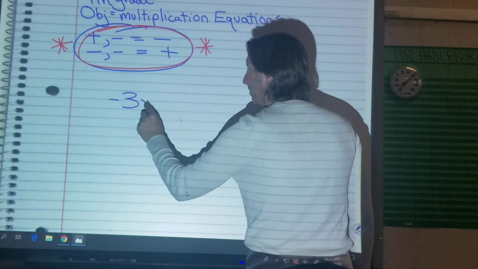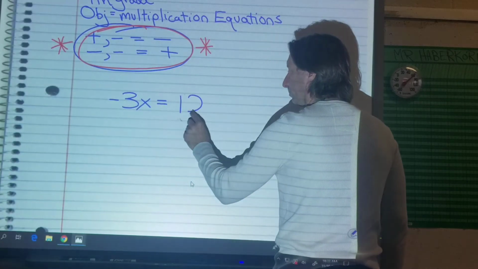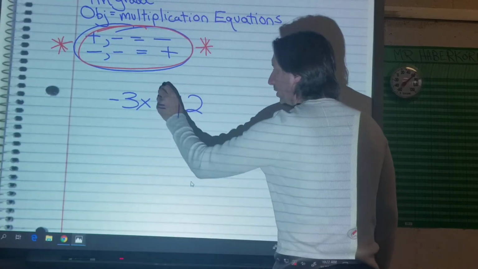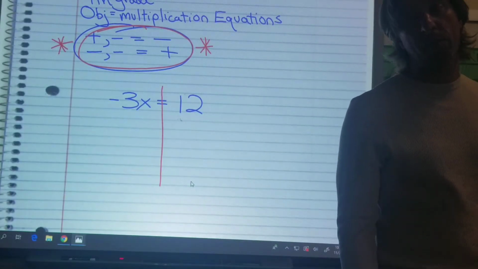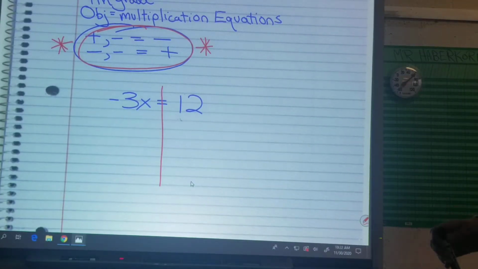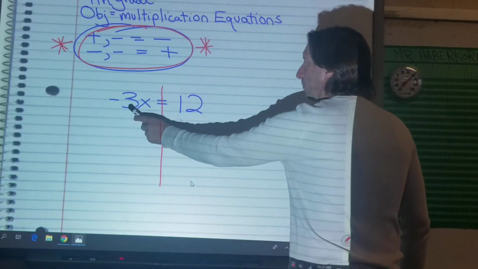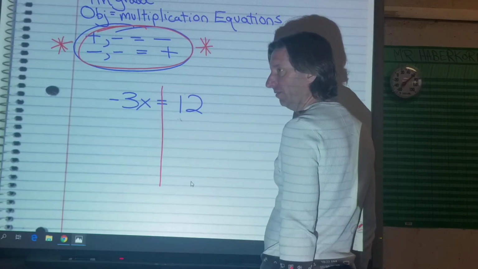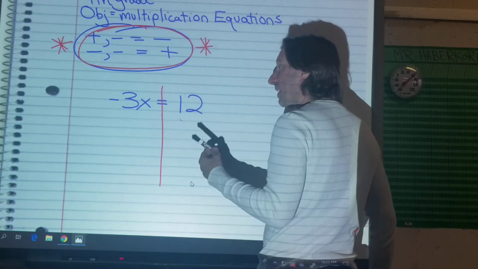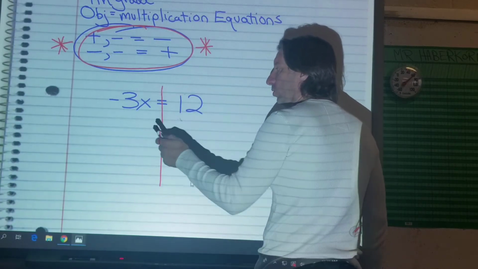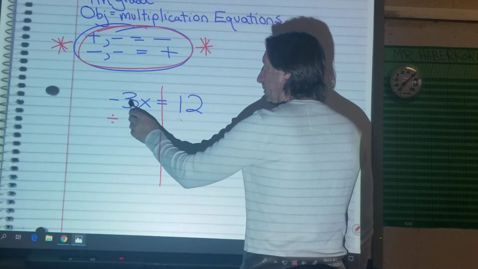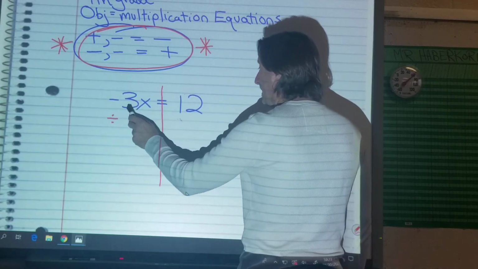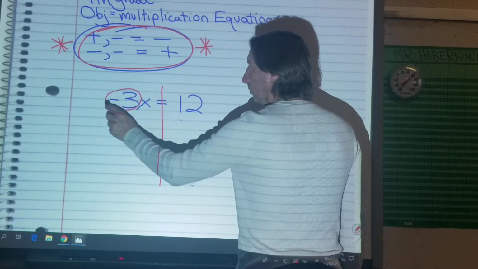Negative 3x equals 12. Well, I'm going to tell you what you're all going to want to do. You're all going to want to add 3. But that's not what we're doing here. We're not going to add 3. Because this is negative 3 times x. So we have to do the opposite of times, which is divide. So negative 3 times x, we're going to divide not just by 3, but by negative 3.